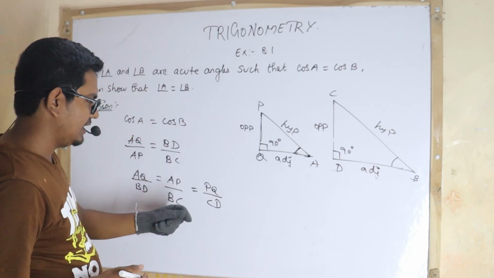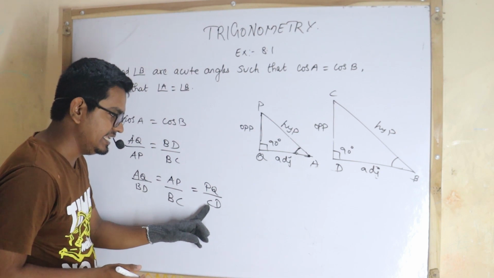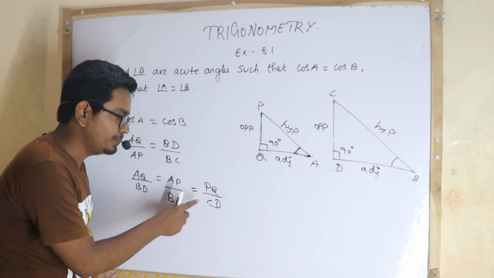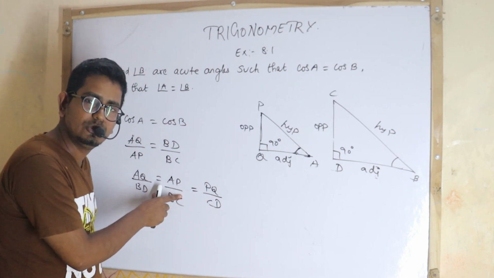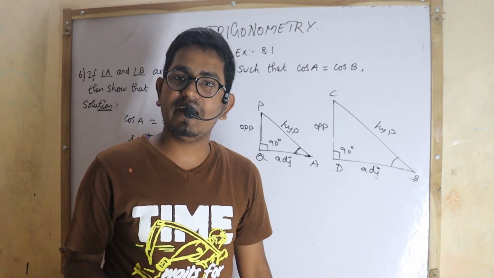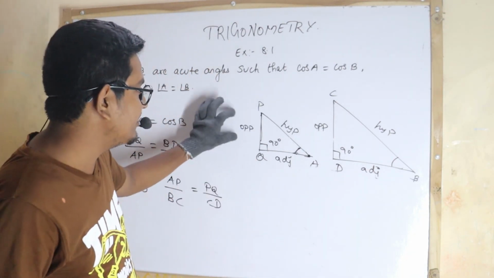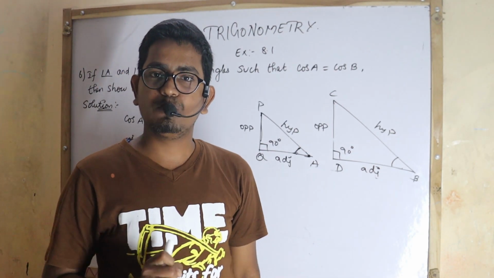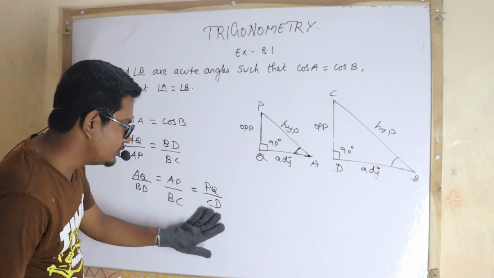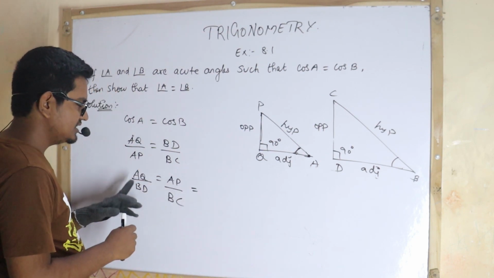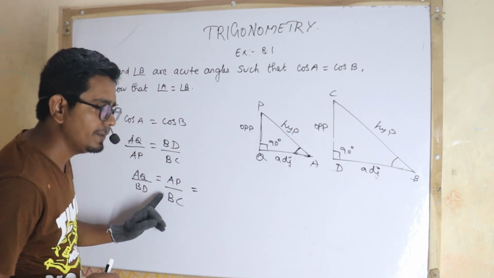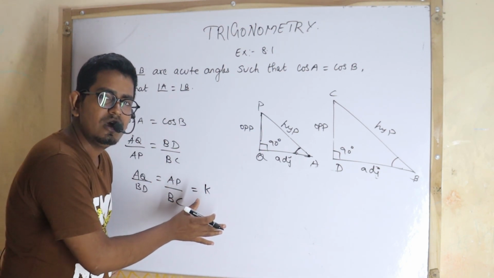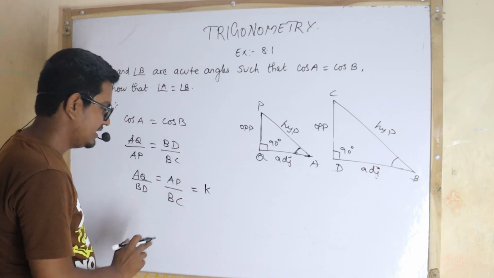Now I'm going to find PQ upon CD. If PQ upon CD is equal to these two ratios, then I can say that the given triangles are similar. Therefore the side ratios are going to be equal and the angles are also going to be equal. So first I'm going to find PQ upon CD. I'm assuming that AQ upon BD is equal to AP upon BC is equal to K. As I'm going to get some ratio, I'm assuming that ratio as K, right?